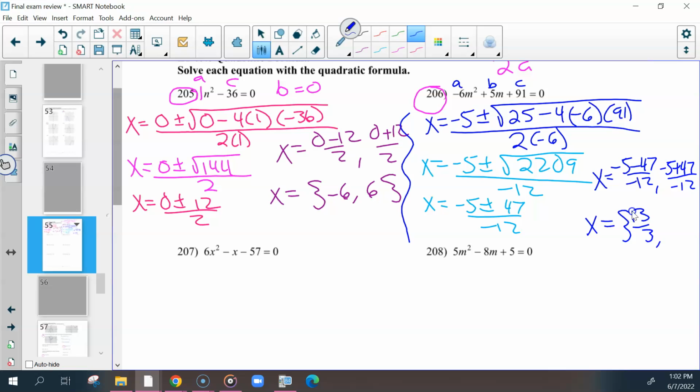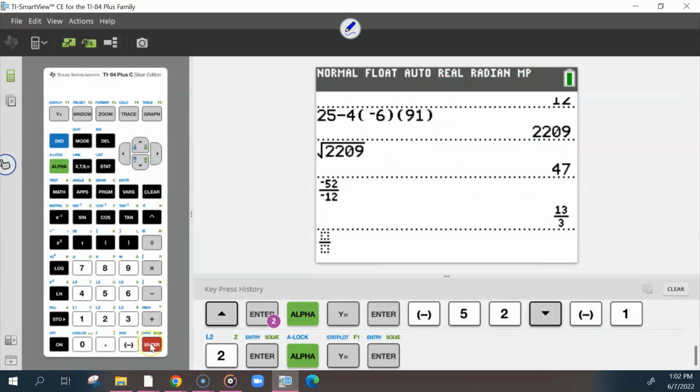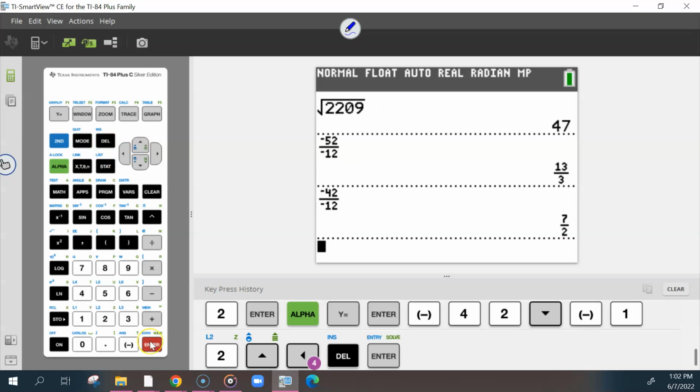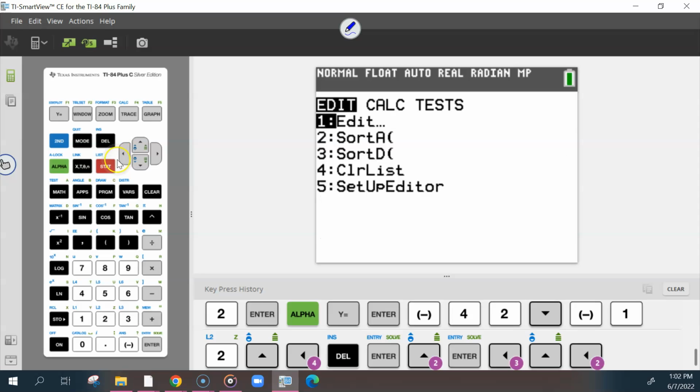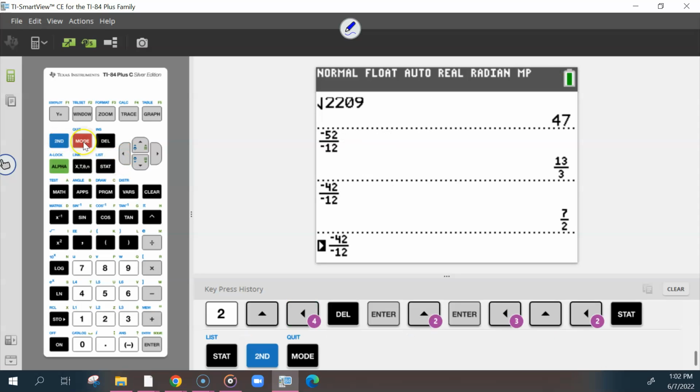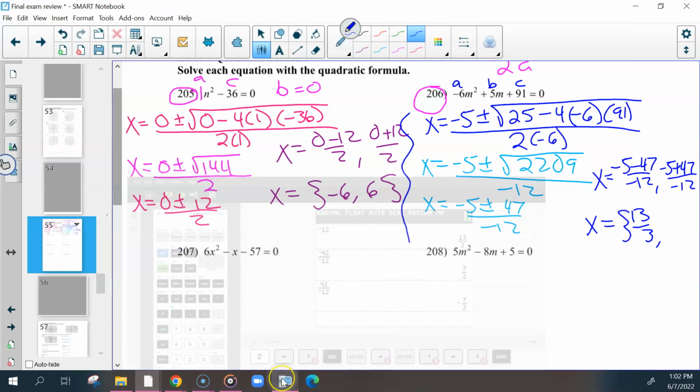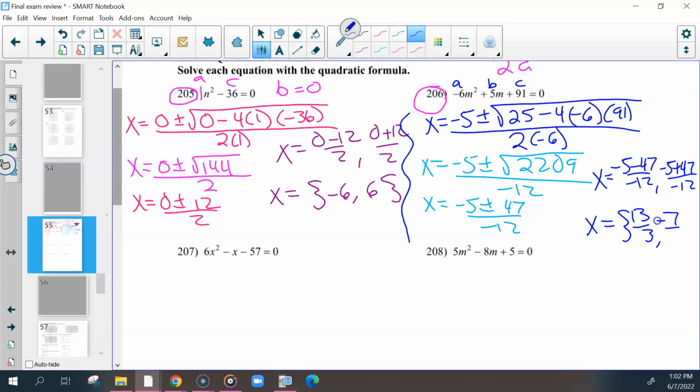-5 plus 47 would give us 42. And 42 over -12. It should be positive 42. Would give us positive 7 over 2. Negative 7 over 2. I would have thought this deleted, but it's not. There we go. And those would be our two solutions.